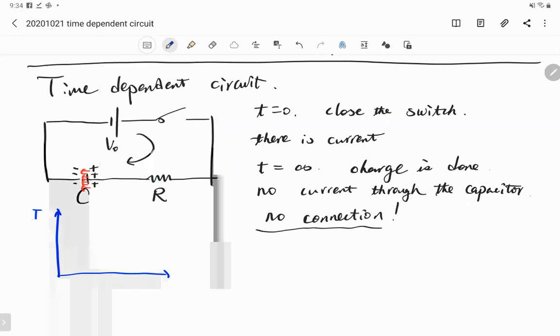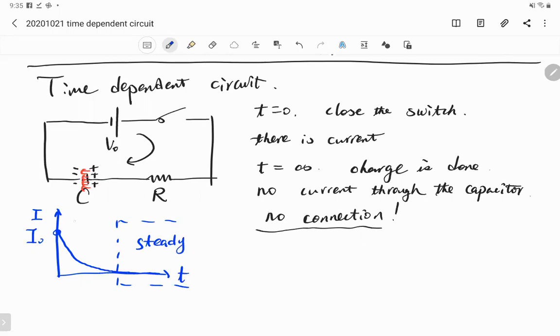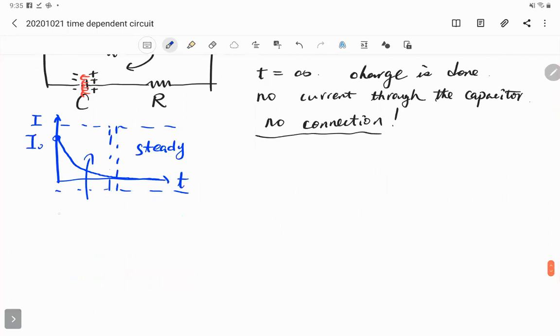And if we draw a diagram, I as a function of time, the current as a function of time, the current in this circuit will start from a maximum current, drop down to zero. So when it goes to zero, this part is called steady state. And the left part is called time dependent circuit.